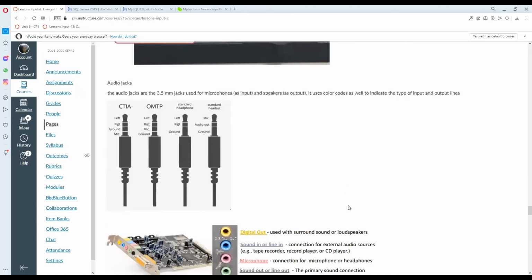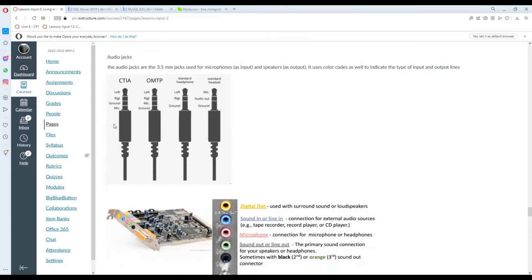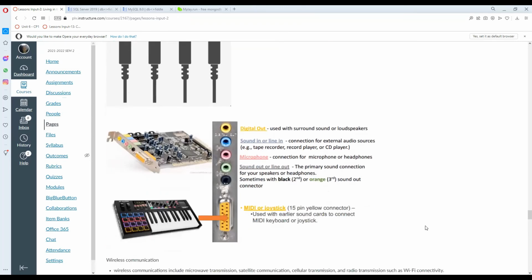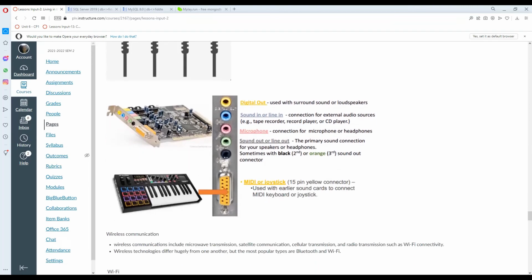Audio jacks are 3.5 millimeter jacks used for microphones and speakers. They use color codes as well to indicate the type of input and output lines. So this is the chart for that. We have also here a sound card with the different ports for line in and line out, or input and output.